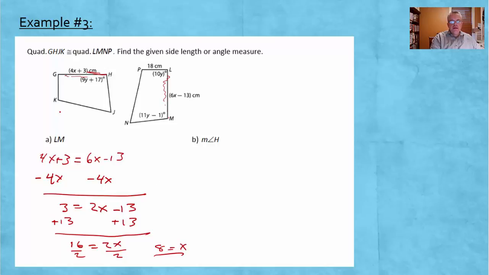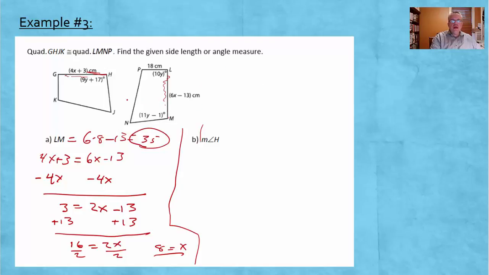Now, I still have to answer the question. So I'm going to go back here. LM is 6x minus 13. So that'd be 6 times 8 minus 13. It's 48 minus 13. I believe you get 35. Okay. So I went back and actually answered it. All right. This is the last part here.